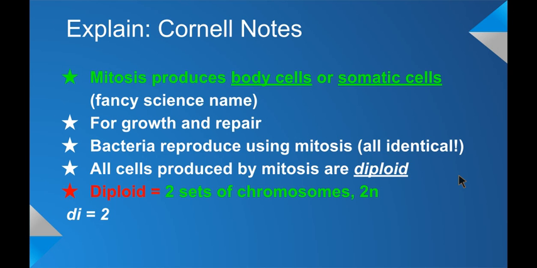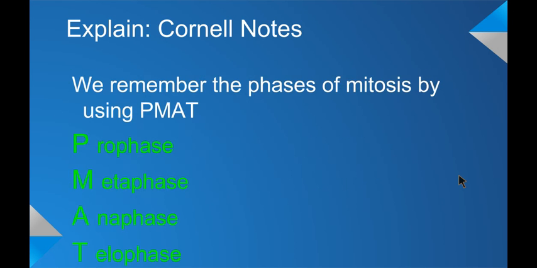So, all cells produced by mitosis are diploid. This word diploid means that they have 2 sets of chromosomes. 2N is how we write that in shorthand. You can remember this because the prefix di means 2. Please pause the video if you need more time to copy down these notes.